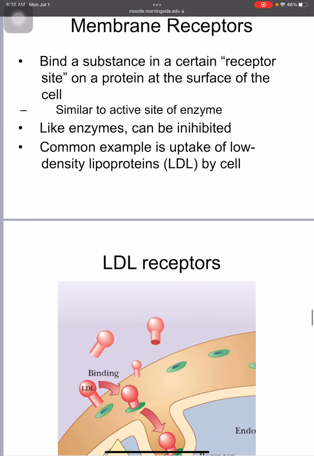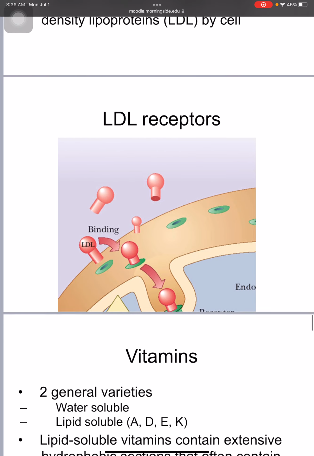But for now, we're going to look at this little cartoon here, this little structure. I like this. If you like the game of Life, whenever you have a kid in the game of Life, you have to get one of those little pegs and put it in the car. This is what this reminds me of right here.